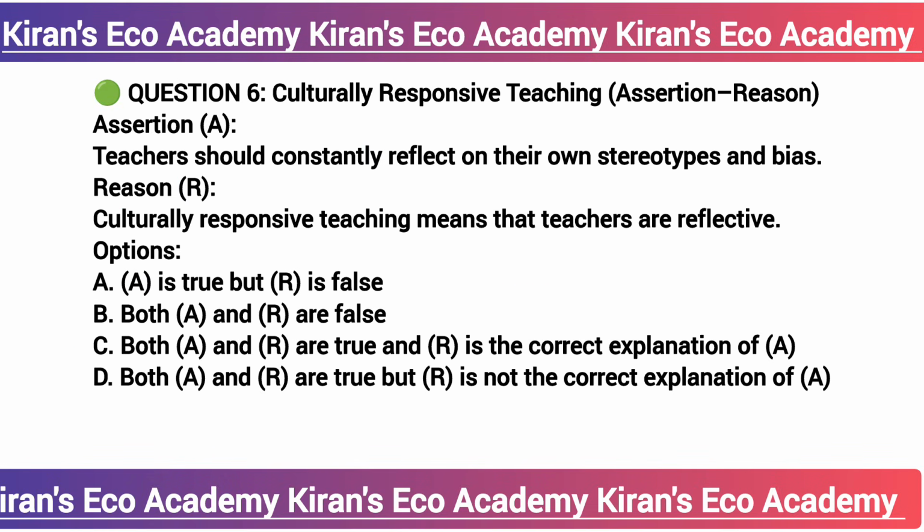Question number 6. Assertion: teachers should constantly reflect on their own stereotypes and bias. Reason: culturally responsive teaching means that teachers are reflective. Option A, A is true but R is false. Option B, both A and R false. Option C, both A and R true and R is not the correct explanation of A. D, both A and R true and R is the correct explanation of A.